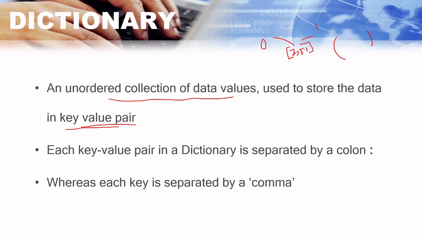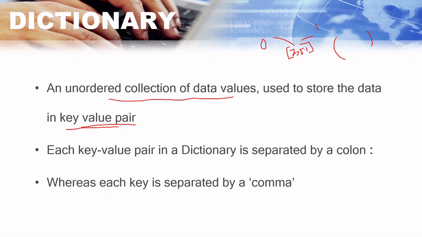Whenever this list is stored in the memory of your machine, it will take some indexes 0, 1, 2 like that. Whenever we are talking about the dictionary, dictionaries are not taking this type of indexes, rather they are taking the concept of key value pair. For each key there will be a value, and the keys will also be given by you only.